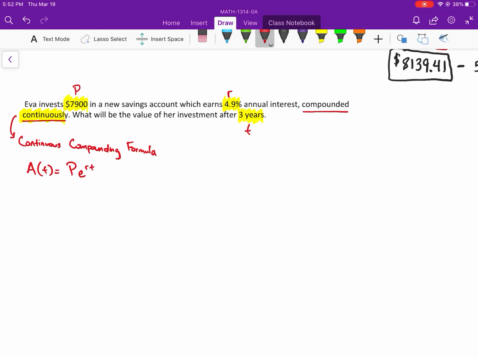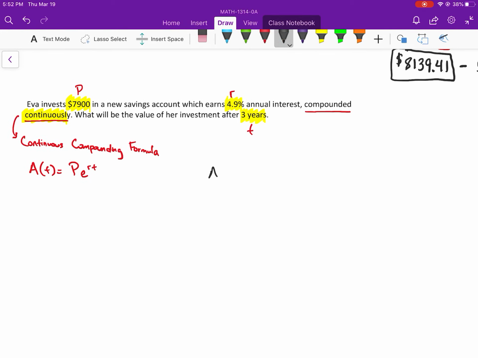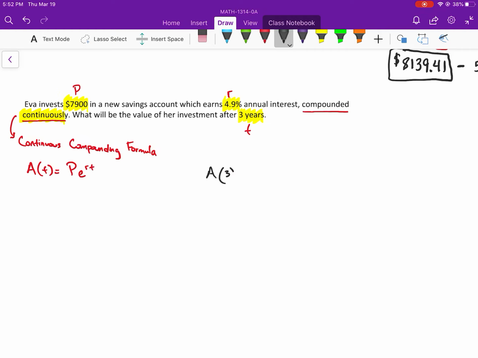The problem will specifically say continuously, and when you see continuously, this is the formula you should use. All right, so let's plug in our amounts here. So the amount after 3 years equals 7,900 times e to the r. Again, we need to change that to a decimal, so 0.049 times 3 years.